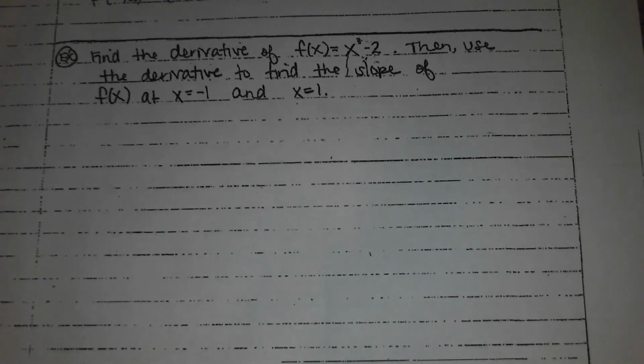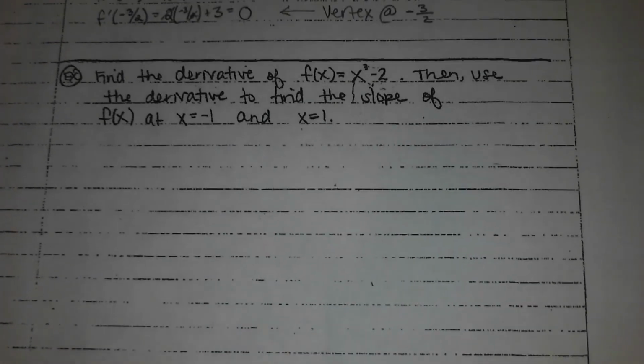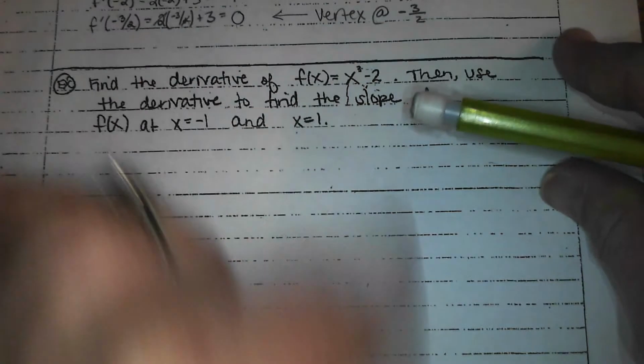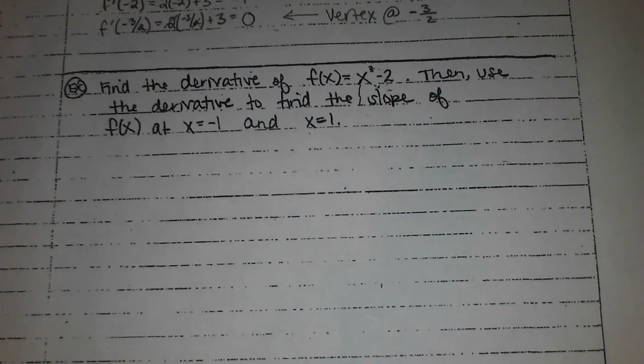Next one. I went on my tangent. Find the derivative of this x cubed. It didn't really copy great because there's a little speck on the paper. But this is a cubic function. So x cubed minus 2, we're going to find the derivative of that first, and then we'll use the derivative to do whatever they're asking. So let's find the derivative first.